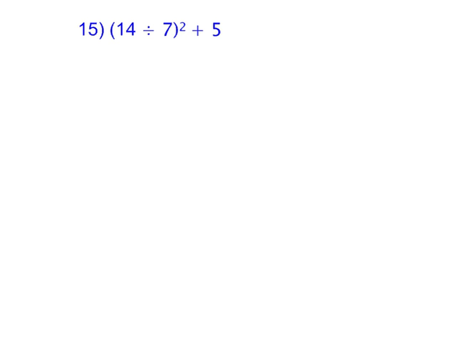Problem number 15, order of operations again. Looking at the problem from left to right, we can see that there are parentheses. So we have to do this part first. 14 divided by 7 is 2. This becomes 2 squared plus 5. 2 squared is 4. 4 plus 5 is 9.